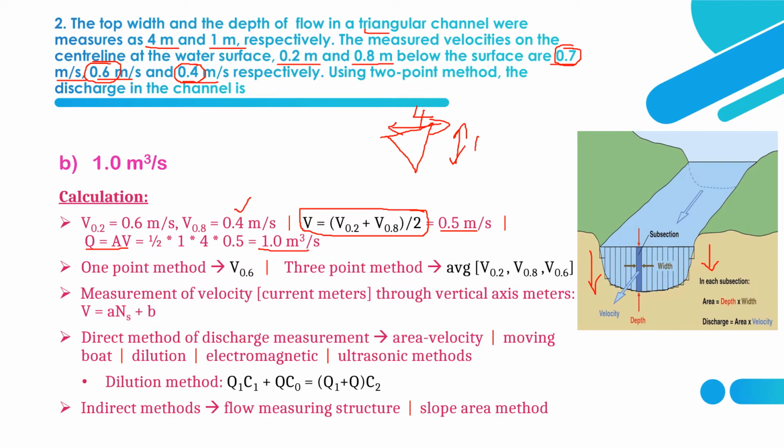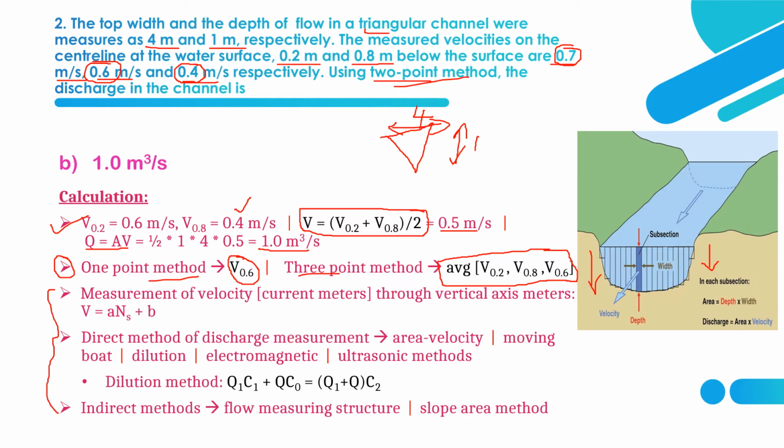Now let's see other methods. In the 1-point method, we have to calculate the velocity at 0.6 meter depth. When we are using the 3-point method, we have to average the velocities at 0.2 depth, 0.8 depth and 0.6 depth. So just calculate the average, that is sum divided by 3. So this is the 3-point method and this is the 1-point method. In this question they have asked us to use the 2-point method only, so that's why v equals v0.2 plus v0.8 divided by 2.